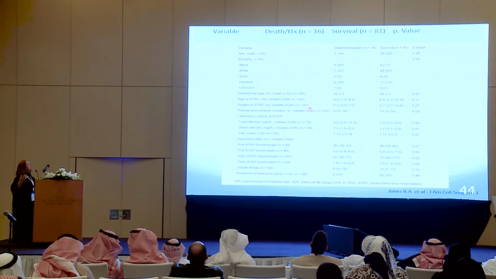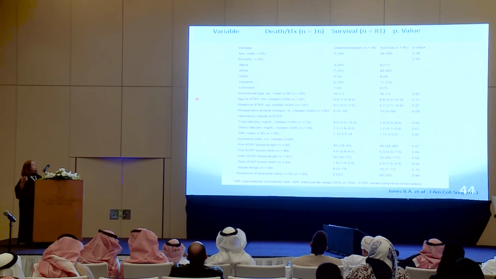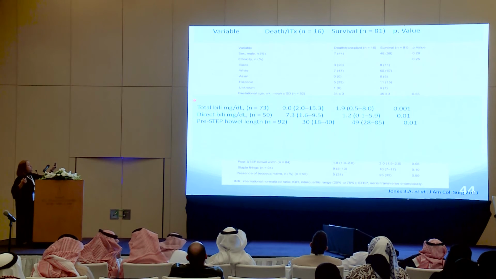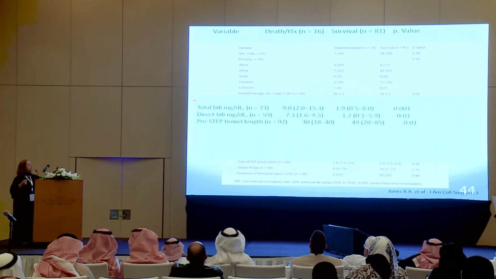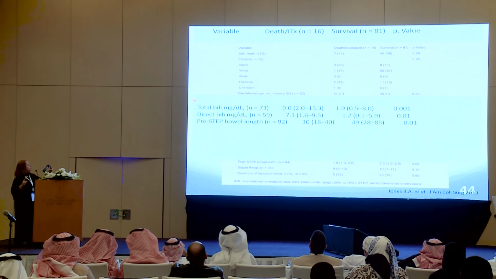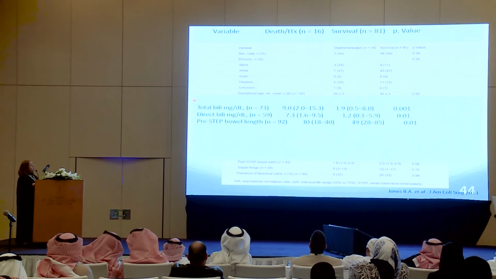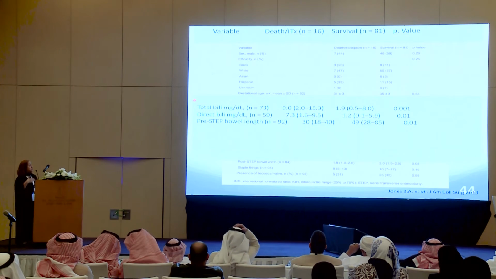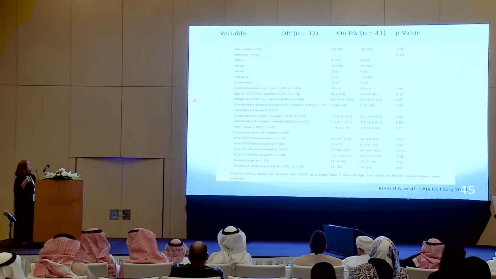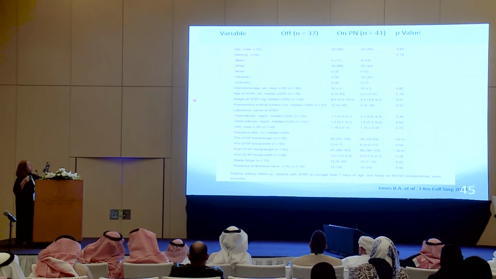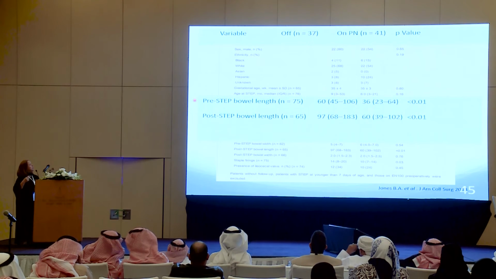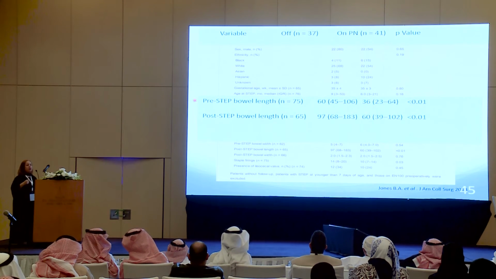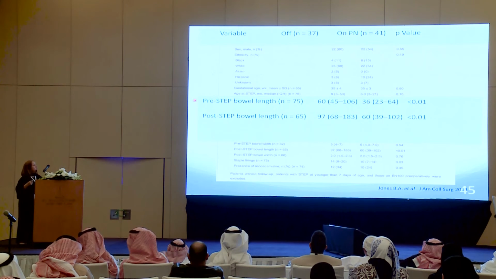What is the difference between the patients that die and survive? They look at all this data, but the really relevant data is that the patients that survive have lower bilirubin. Again, intestinal failure associated liver disease is the determining factor of these patients' survival. And the patients that also have a larger bowel, that might be a surrogate that the patient might be having less liver disease because they are being fed. Then when we look at the variables between the patients that came off TPN and the ones that didn't, the only variable that was significant is the bowel length, pre and post STEP.